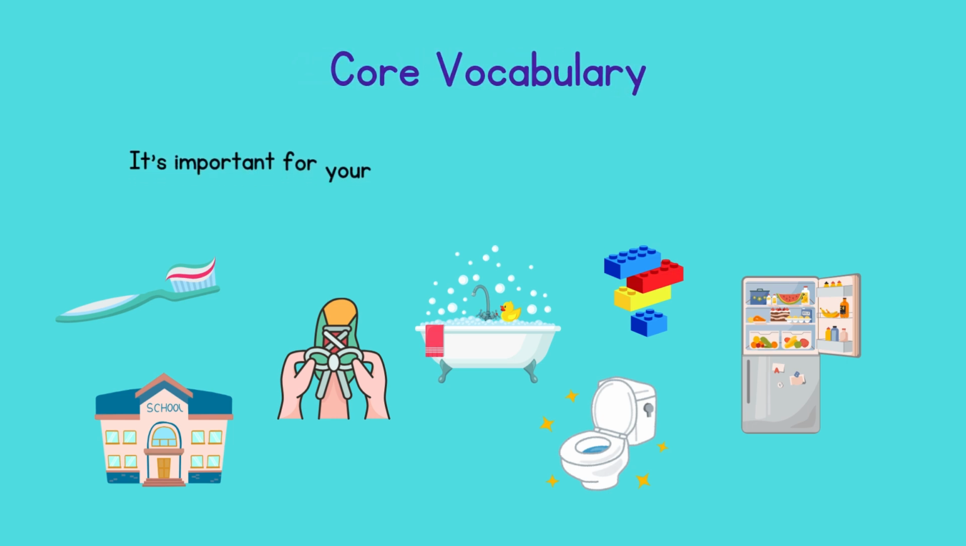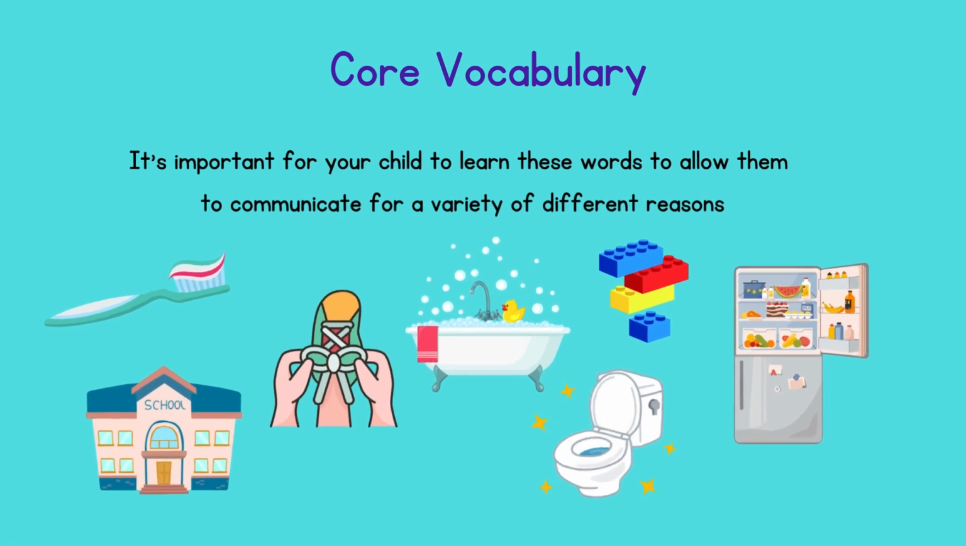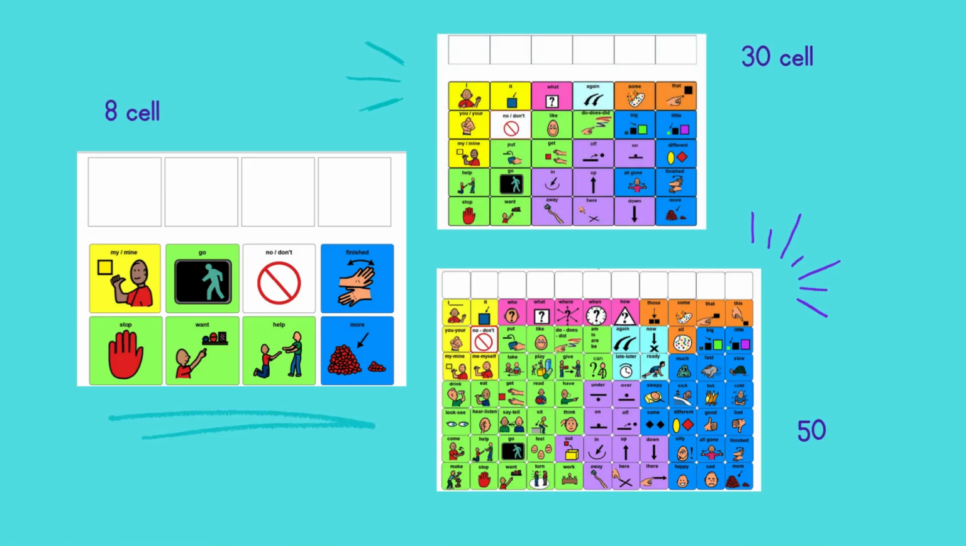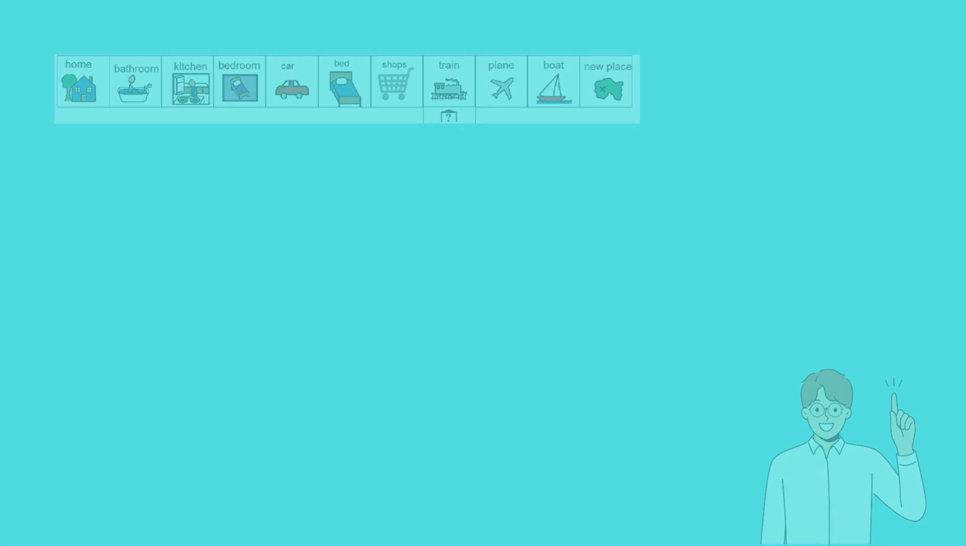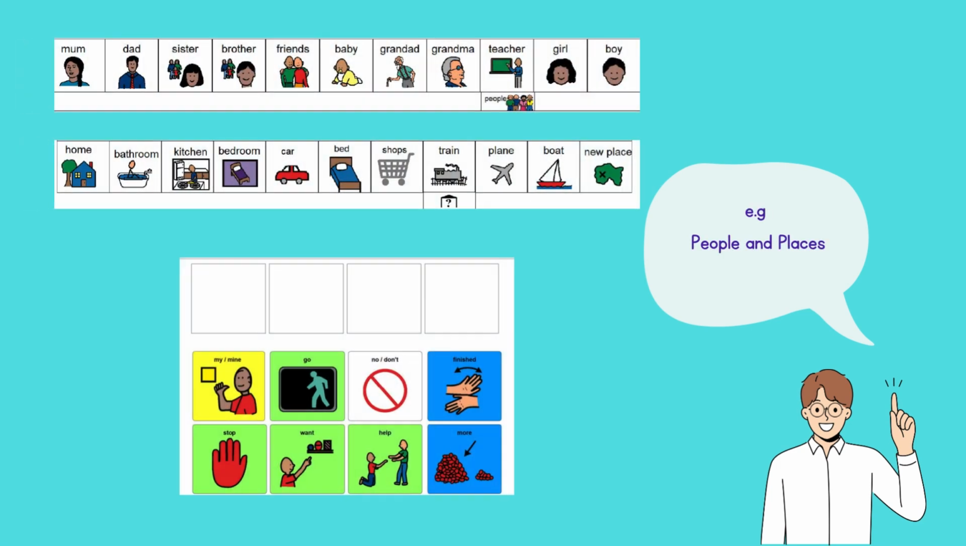It's important for your child to learn these words to allow them to communicate for a variety of different reasons and to participate in daily routines and activities. Core vocabulary boards come in different sizes. Sometimes they include a fringe vocabulary, and these are words you would use in specific situations, for example, people and places. The type and size of the core vocabulary board will be chosen by your child's speech and language therapist.